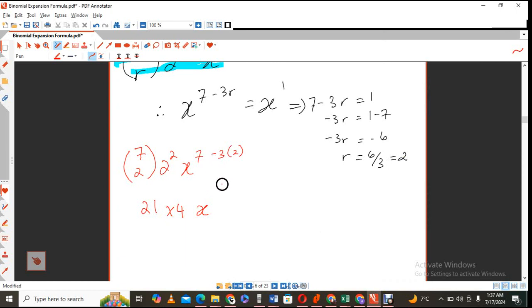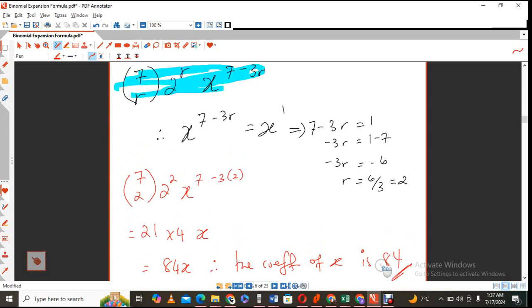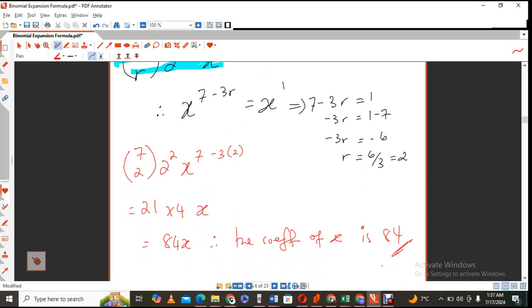If you subtract those things, 7 minus 6, right? So 21 minus, that is 84x, okay? So therefore the coefficient of x is nothing but 84. So that's how you do that one. So you first had to determine what that is.